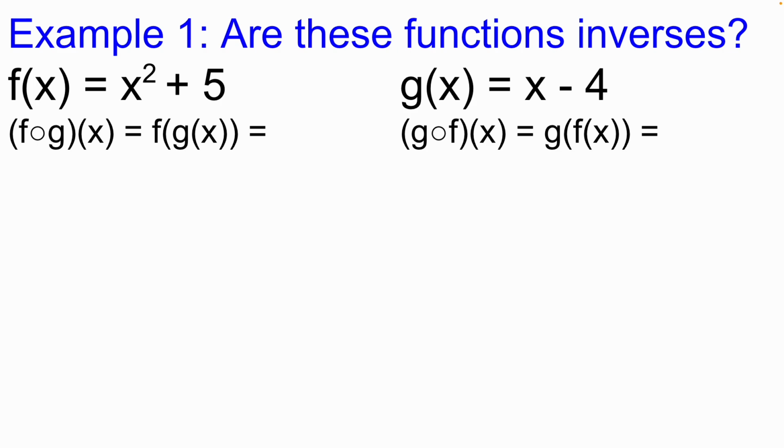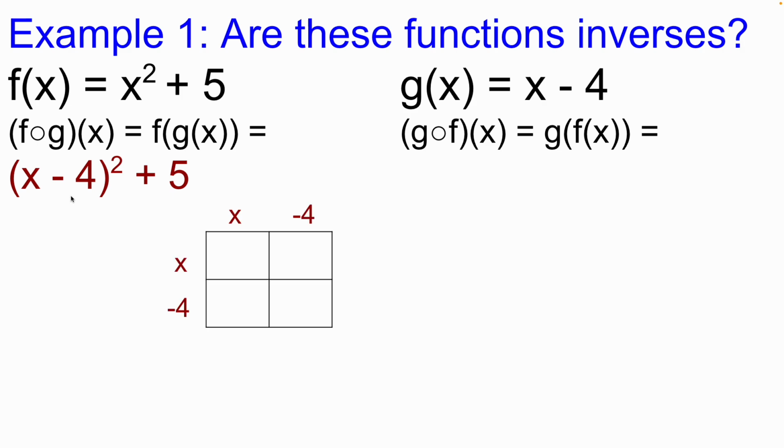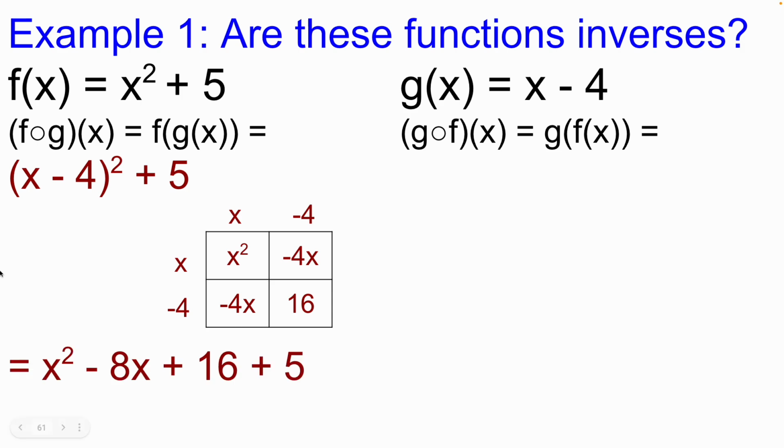We looked at similar functions yesterday. So this would be f of g of x. I'm taking g, which is x minus 4, and plugging it in for x in f of x. So I'll multiply out x minus 4. This will be x squared minus 4x plus 16. And so I'm getting x squared minus 8x plus 16.